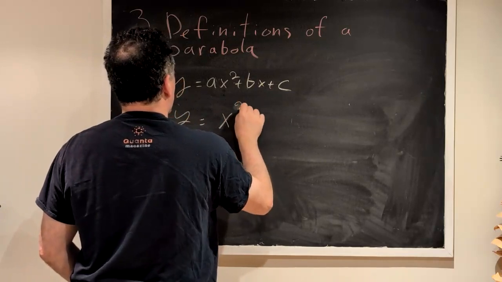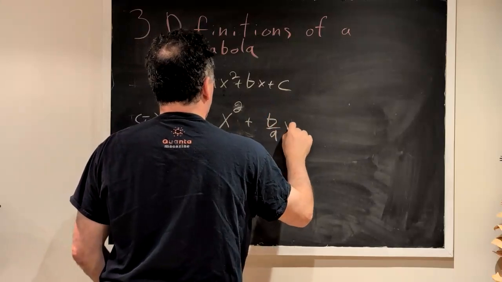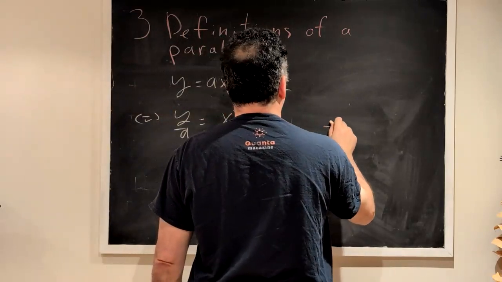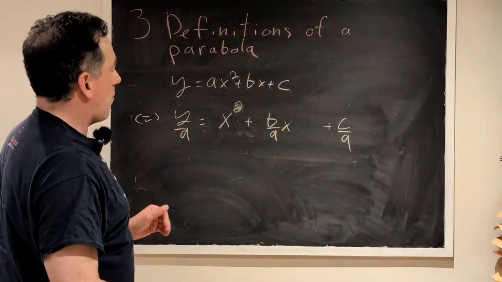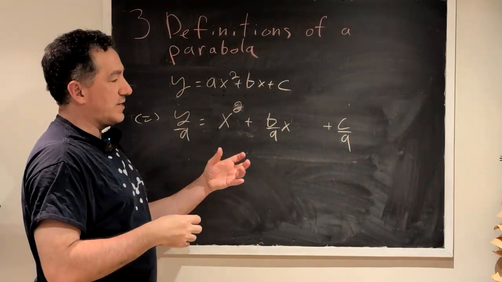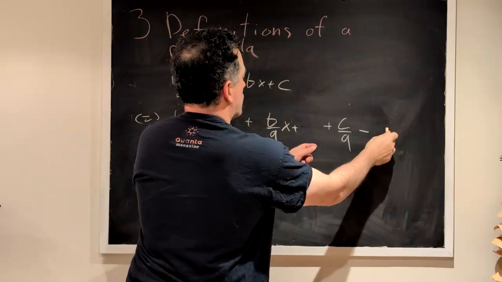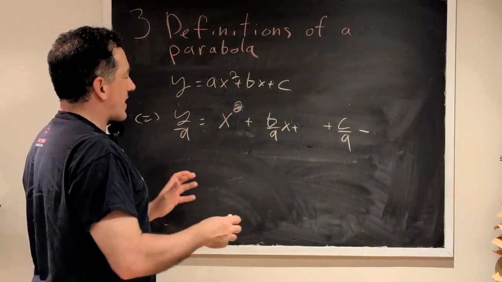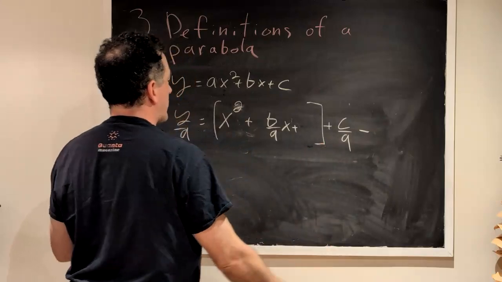x squared plus b over a x. And then we leave a small space here, plus c over a, so that I can complete my square. So what I want to do is find something that I can add here, and I will subtract here. So basically I'm just adding the number 0 to get something that here will be a perfect square.